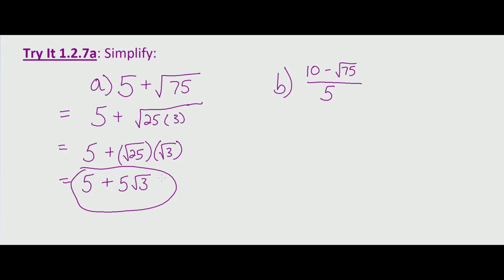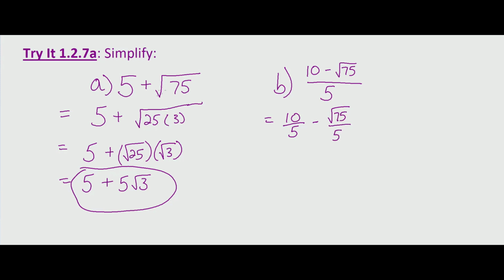Now with part B, the 10 minus the square root of 75 all over 5, our first step, let's just break this up into separate fractions. That equals 10 fifths, or 10 divided by 5, minus the square root of 75 divided by 5.